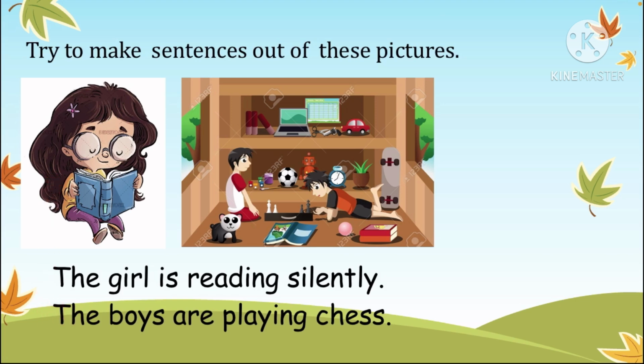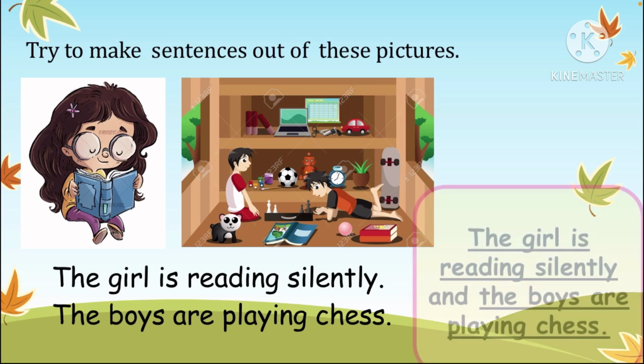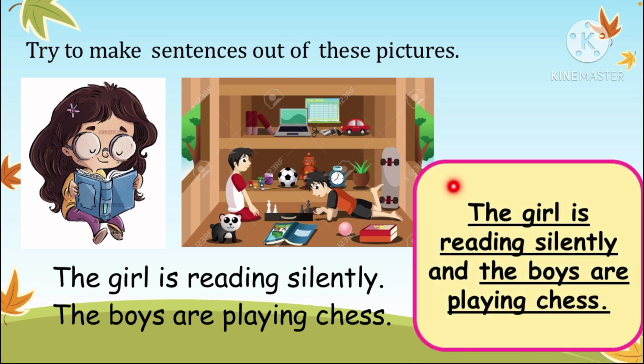Now, let's read the two simple sentences. The first sentence is, the girl is reading silently. The second sentence, the boys are playing chess. Now, let's try to combine these two sentences to make one single sentence. The girl is reading silently and the boys are playing chess. So this sentence is from these two simple sentences.